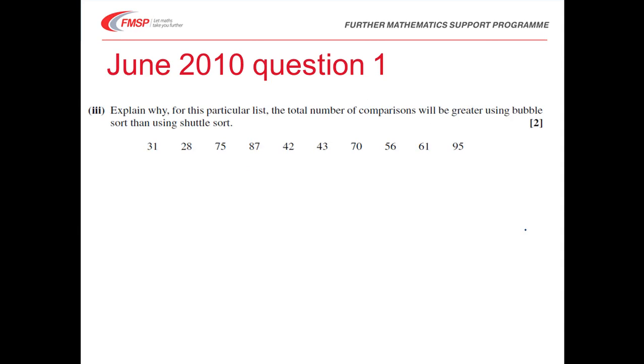When we come to explaining why for this particular list the total numbers will be greater using the bubble sort than the shuttle sort, then it's worth just noting that for the bubble sort, because it required 9 passes, remember we had 10 numbers, 9 passes to get the 95 at the start.